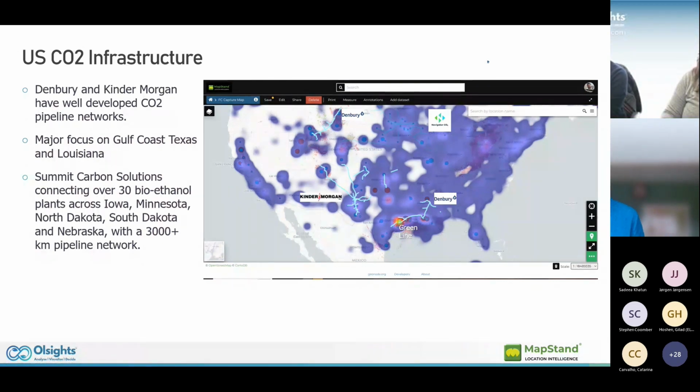So what we're seeing in the US is something very different to what we're seeing in the UK. We're seeing a relatively mature market, in the sense that there is very widespread existing CO2 transportation, but also a lot of companies that are already involved and understand this.